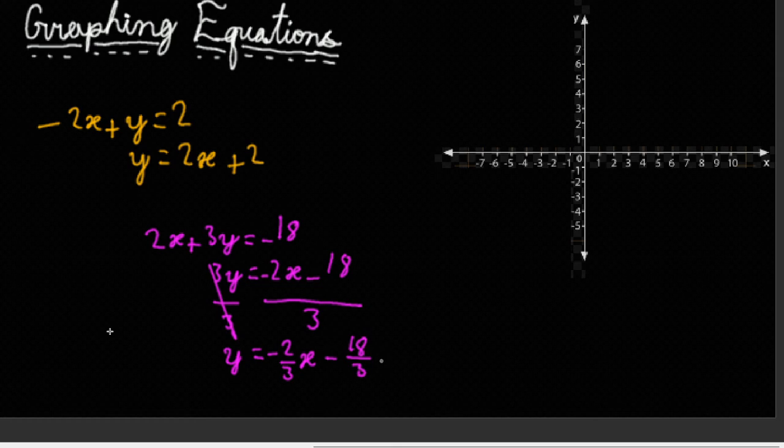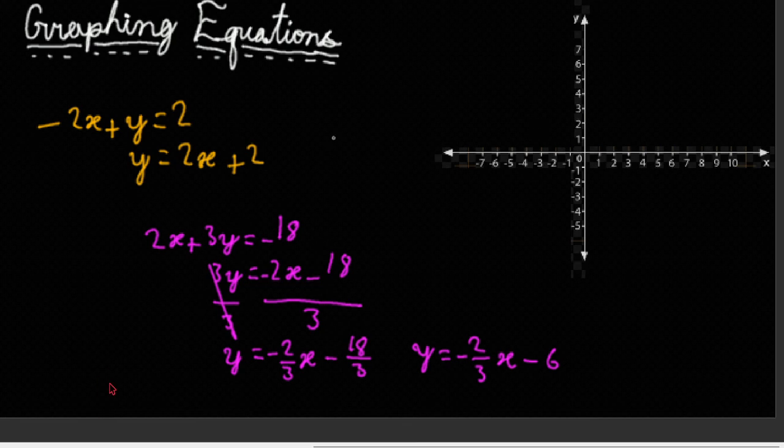And our final equation is going to be y equals negative 2/3 x minus 6, or negative 6. Okay, let's start with our first equation.